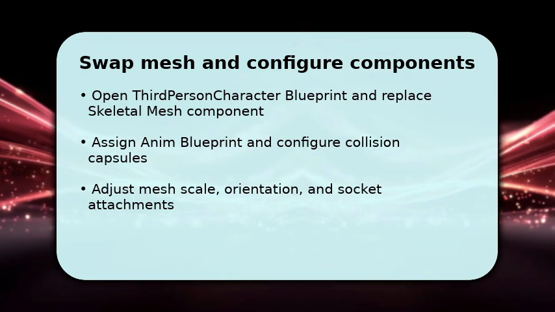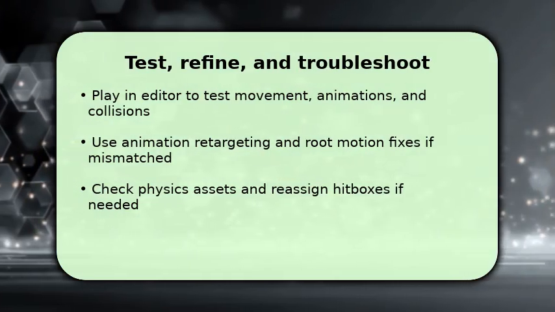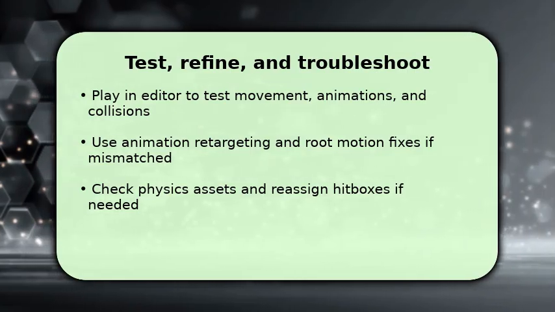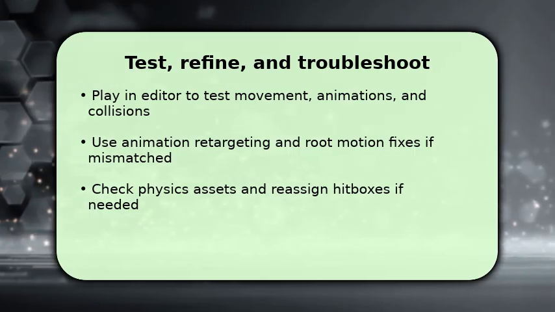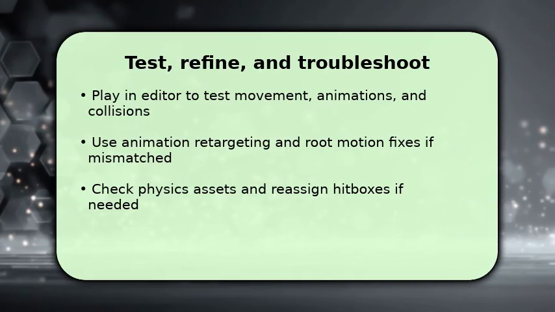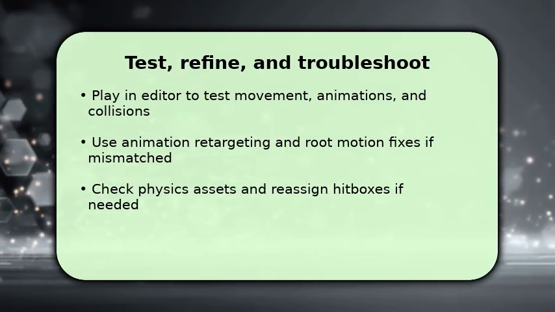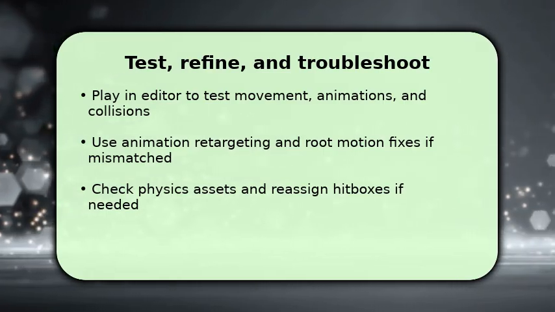Now play in the editor and exercise all movement states: walk, run, jump, and fall, watching for animation mismatches or collision problems. If animations look off, retarget or tweak the anim blueprint and fix root motion settings. Make sure animation blend spaces reference the right parameters. Adjust the physics asset to match the new mesh and reassign hitboxes for accurate hits.